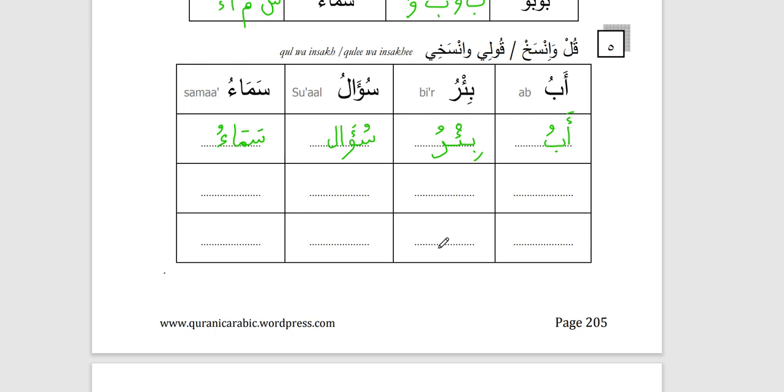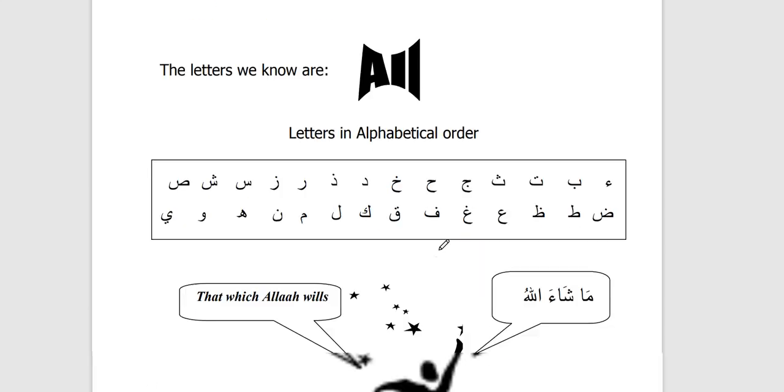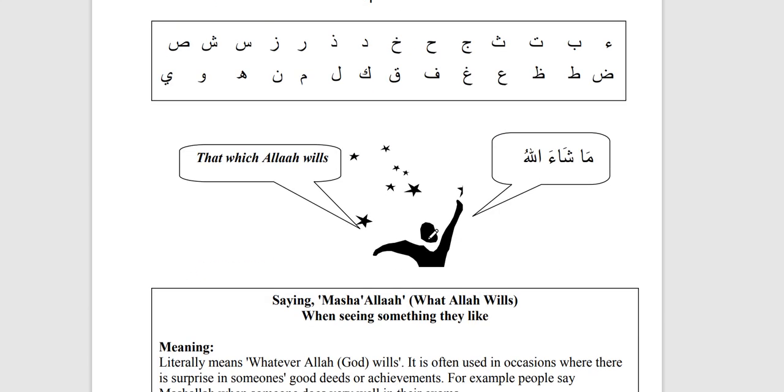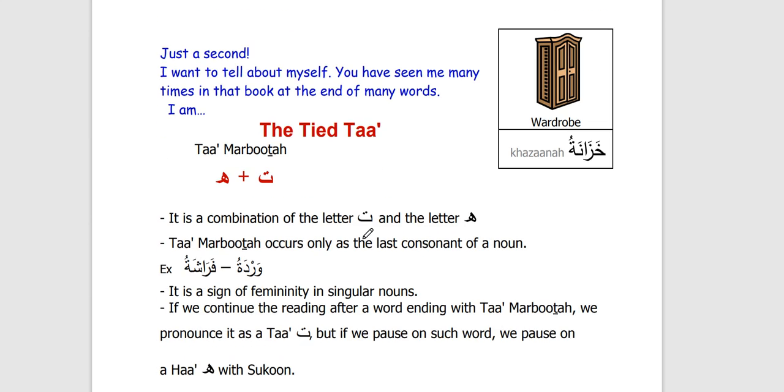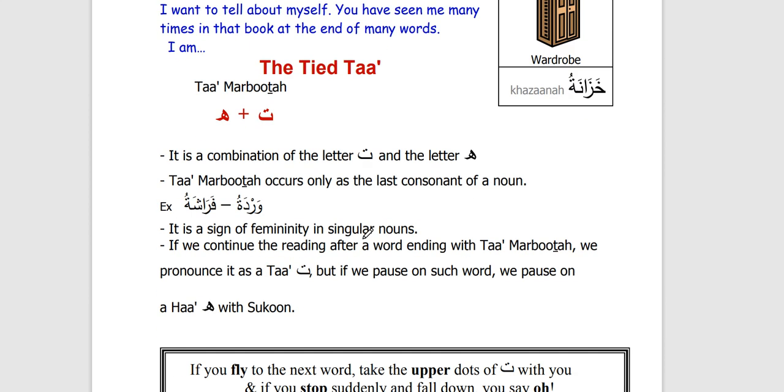So that's how you write hamza. Alhamdulillah, we completed all the letters here. This is the end of the book, step by step. And what remains now is just an introduction to the ta marbuta. And ta marbuta, as you can see here, is the combination of ta and ha.